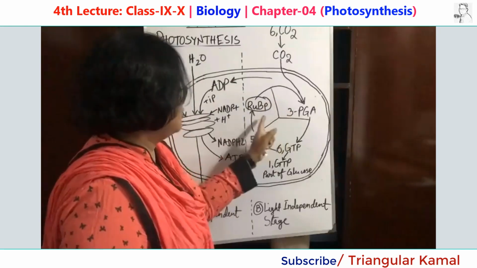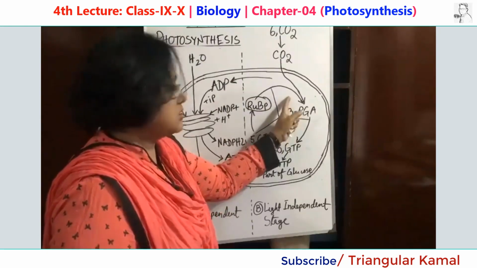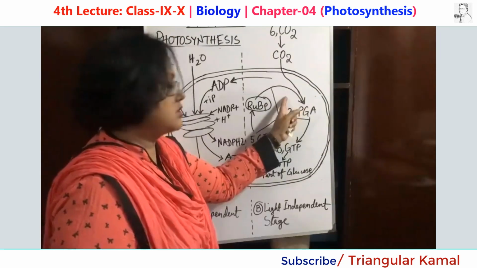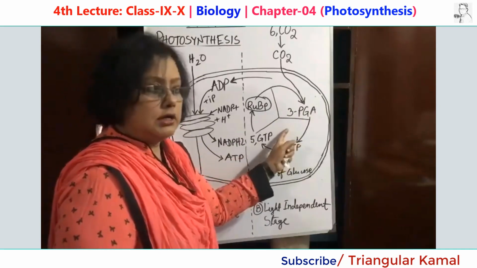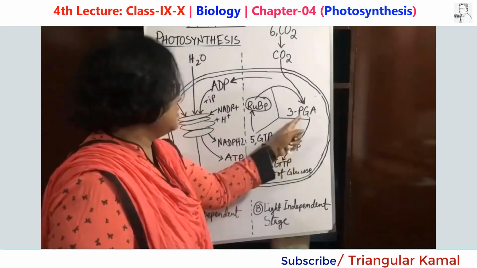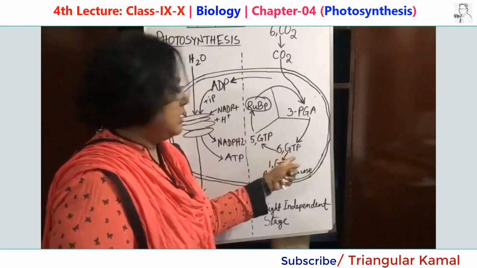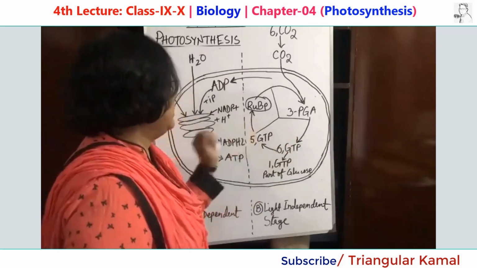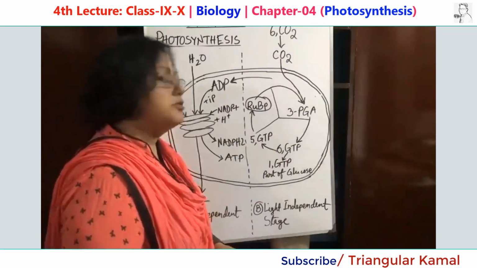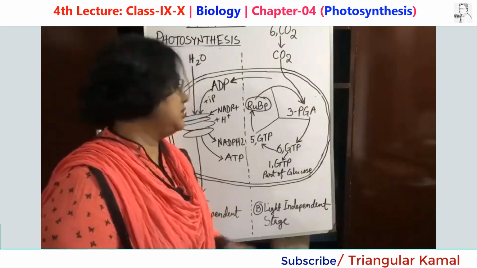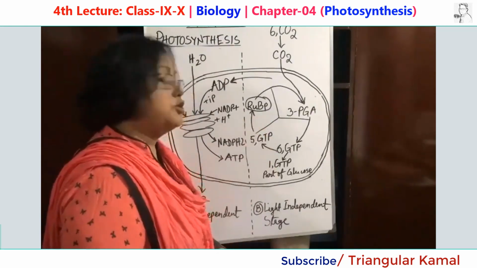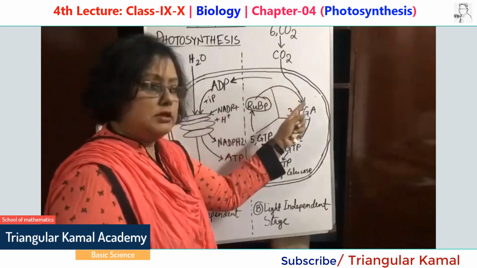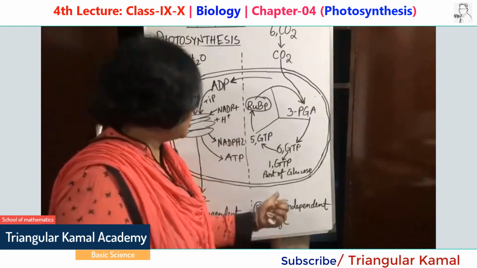There are 3 stages divided here. In the first stage, when PGA is produced, carbon dioxide is fixed, that's why it is called carbon dioxide fixation. Then NADPH2 reduces PGA into GTP, and that stage is called the carbon dioxide reduction stage. And again from GTP, RUBP is regenerated, that's why the third stage is named the RUBP regeneration stage. And this way the light independent stage completes the production of glucose.